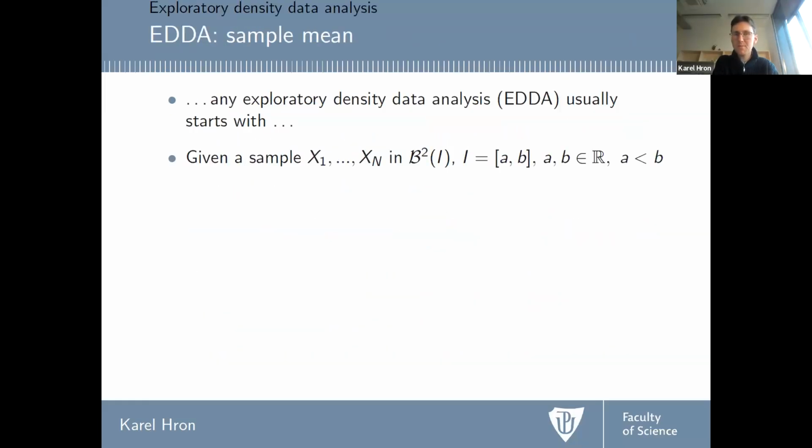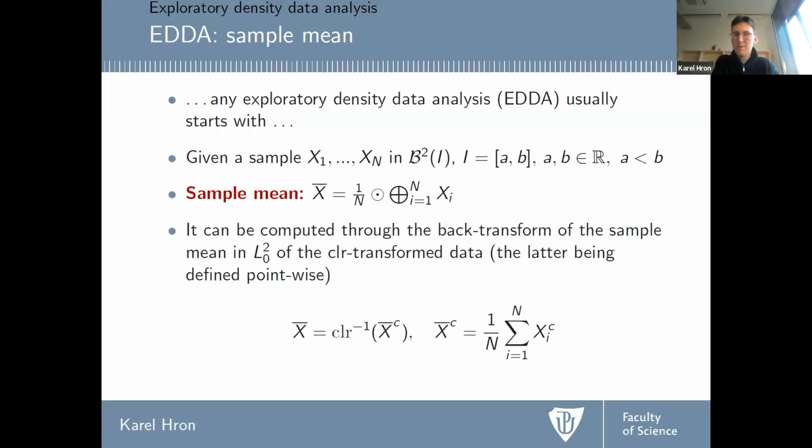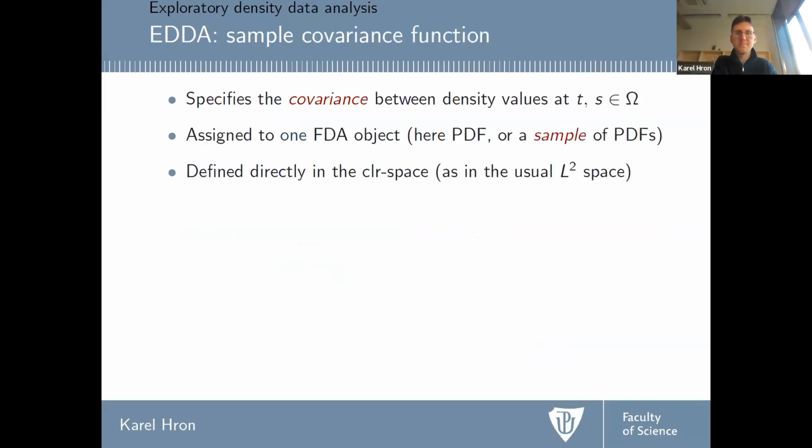Bayes spaces. But first, let's start with the usual descriptive statistics as a recapitulation for those who are not that much familiar with functional data analysis. So like for any real functions or for a sample of real functions, we can consider a sample mean, which in our case will be expressed in operations of perturbation and powering, but equivalently, we can also apply the CLR transformation, so that we have CLR transformed functions. For those, we compute the usual sample mean and then back transform to the original space. Back transform means applying the exponential, and eventually rescaling as we want or not.